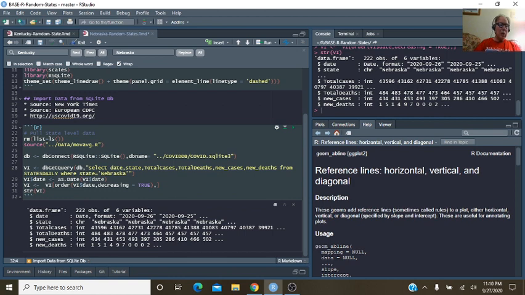Okay. Total cases mean cumulative cases, cumulative deaths. New cases, new deaths mean the daily totals, or the total case of deaths for that individual day.